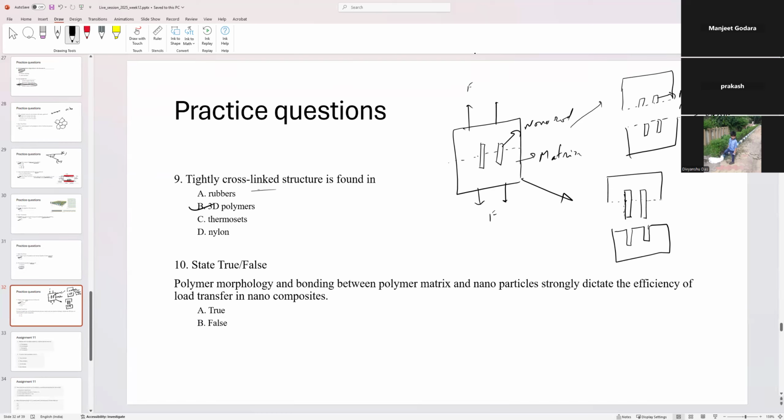See the cavity. Here, the nanorods got pulled out of this sample. So here the load transfer was poor. The main reason you're adding nanoparticles is to provide strength.